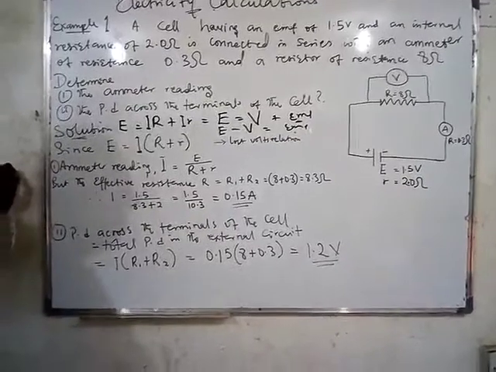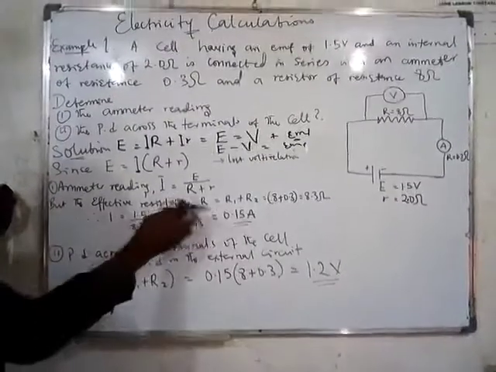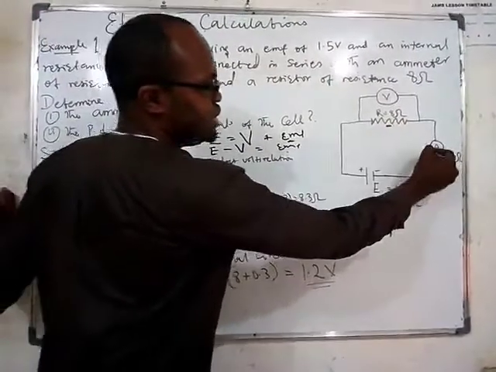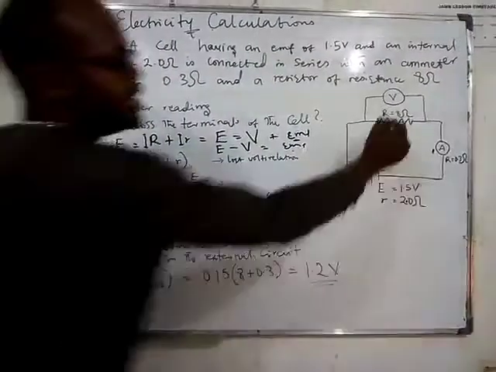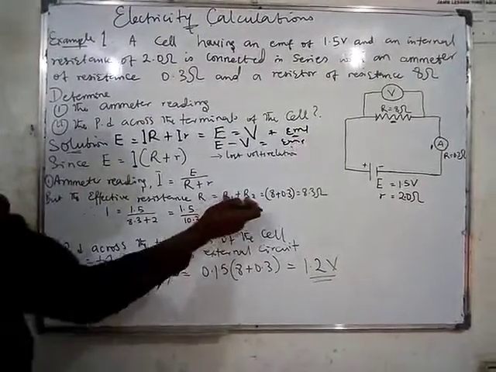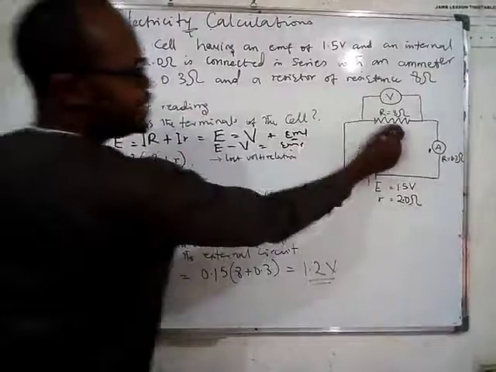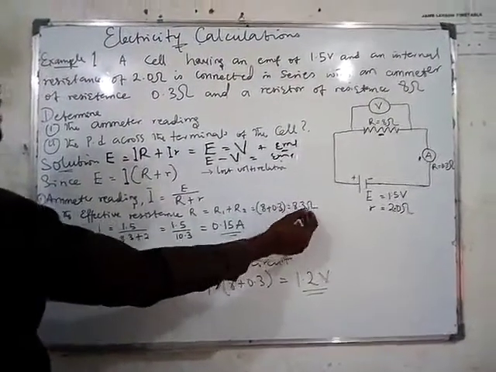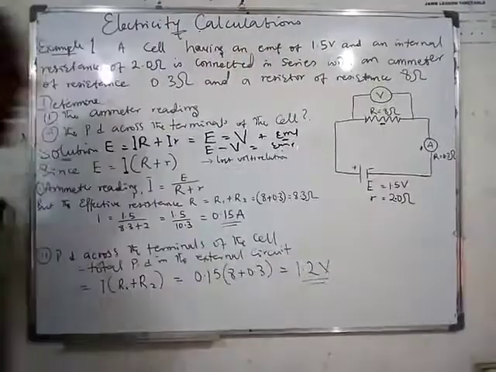Is that clear? So for the effective resistance, you need to calculate the resistance here plus the resistance here, and they are connected in what? Series. So how do you calculate it? You simply add them together. So you have 8 plus 0.3, giving you 8.3. That is the effective resistance.